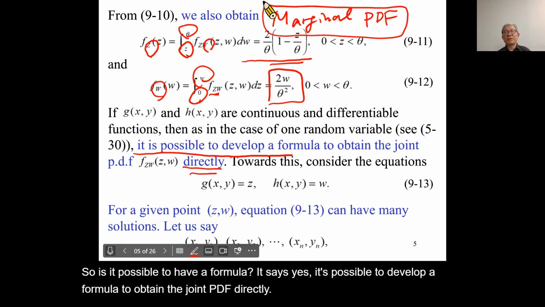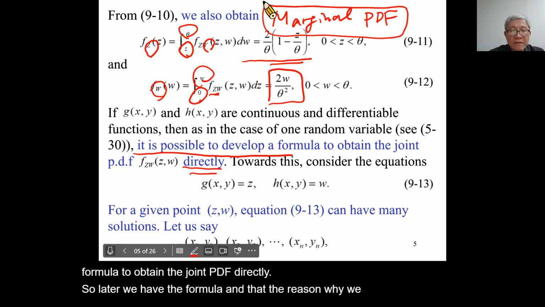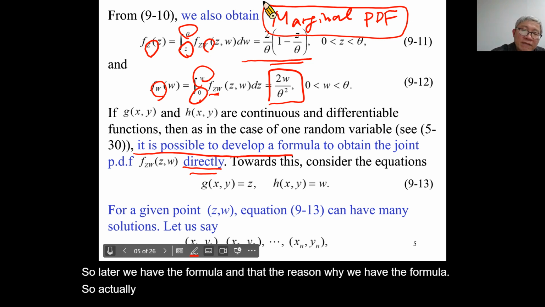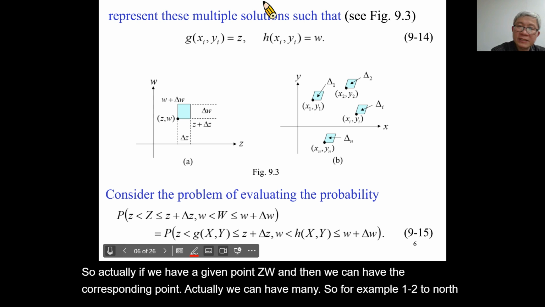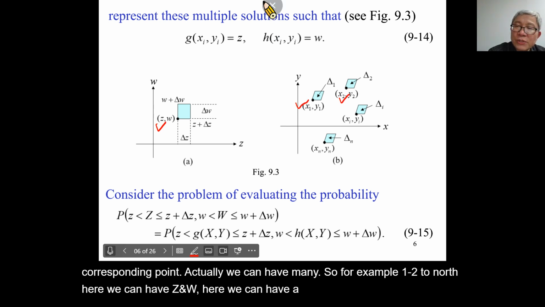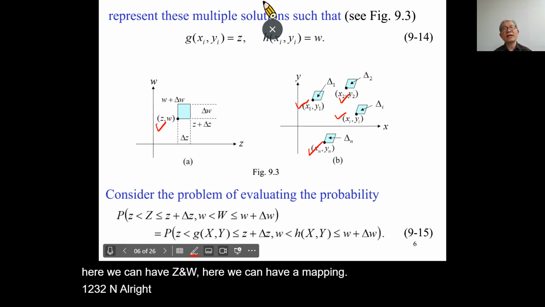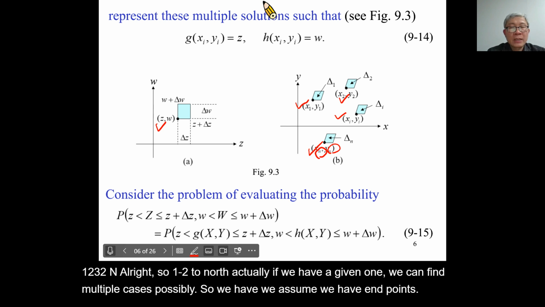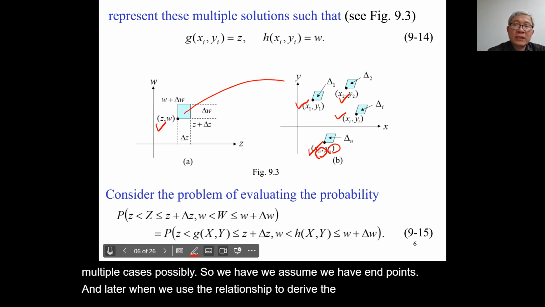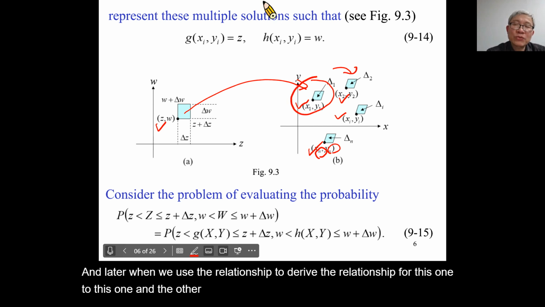So later we have the formula, and now you know the reason why we have the formula. So actually, if we have a given point (z, w), then we can have the corresponding point. Actually, we can have many, for example, 1, 2 to n. Here, we can have Z and W, and we can have a mapping 1, 2, 3 to n. Actually, if we have a given one, we can find multiple cases possibly. So we assume we have n points. And later we will use the relationship to derive the relationship for this one, this one, and the other one, but finally we will choose one to serve as an example.